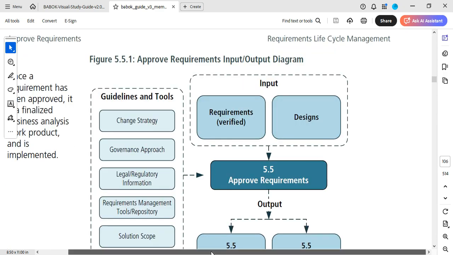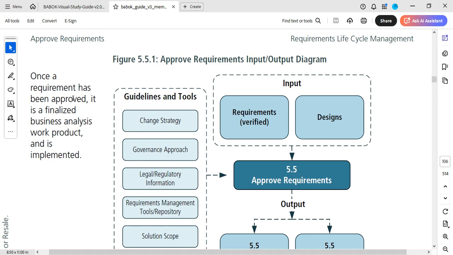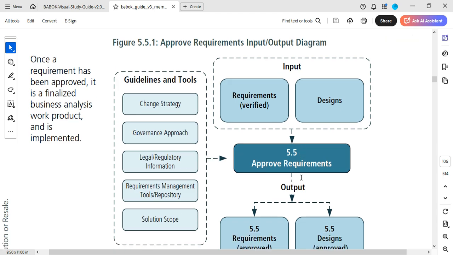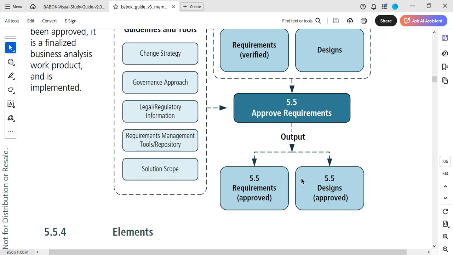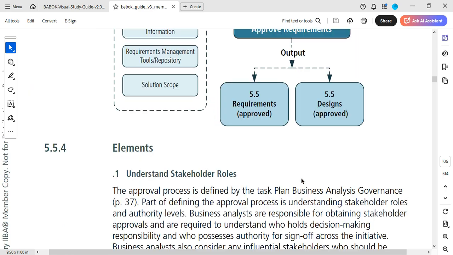Now, looking at our diagram, once a requirement has been approved, it is a finalized business analysis work product and is implemented. The same thing we said, that when you are done, you provide it to your developers and they begin work. Okay. So your inputs would be requirements verified and designs, then guidelines and tools would be your change strategy, governance approach, legal or regulatory information, requirements management tools or repository, and solution scope. Now, approve requirements would be what you're doing, and then your outputs will be requirements approved and designs approved.